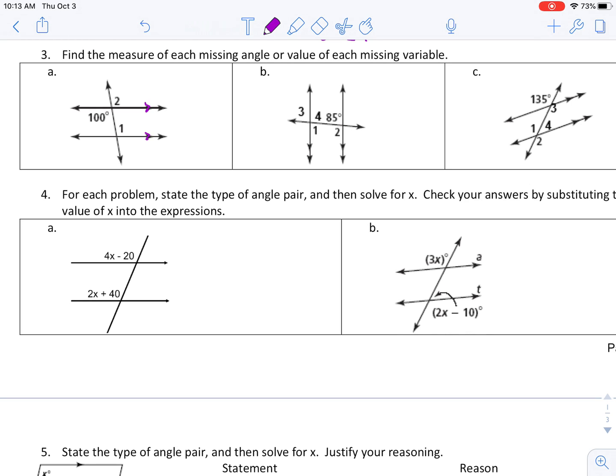So first of all, I could say angle 2 right now because they're vertical. I'm not saying angle 2 is not 100. There's just more than one way to get there, and you guys know how excited I get when there's more than one way to get an answer.